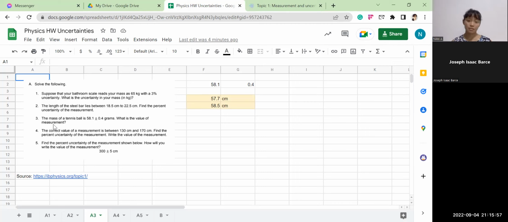The mass of a tennis ball is 58.1 positive negative 0.4 grams. Actually, it's not positive negative, it's plus or minus. Okay, plus or minus. The mass of a tennis ball is 58.1 plus or minus 0.4 grams. What is the value of measurement? All right, how do you solve this problem?